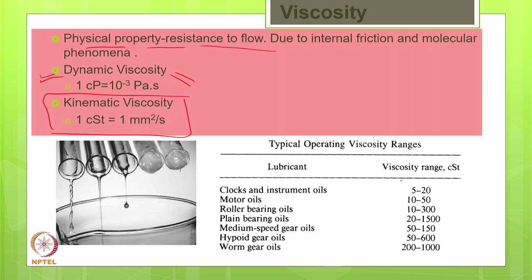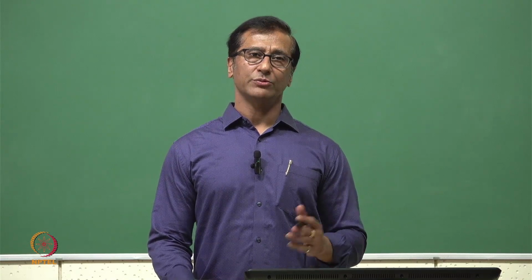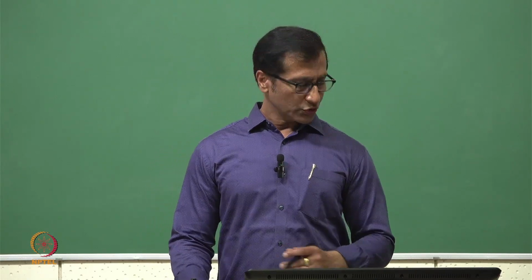As I say, mostly measurement happens in centistokes. Whatever equipment we are using, when we use a rheometer, we can directly find even the dynamic viscosity. That's not a problem. But the common equipment we use in the labs mostly measures kinematic viscosity, and when you go to the table to pick up the viscosity for some lubricant, it is mostly defined in centistokes.